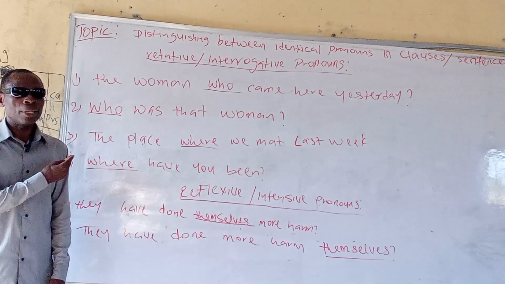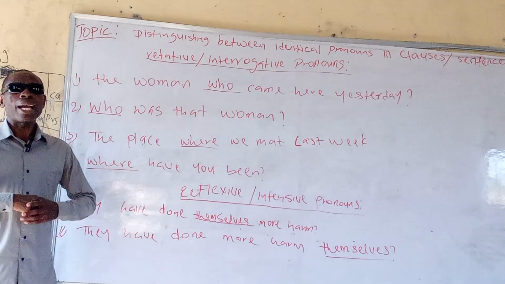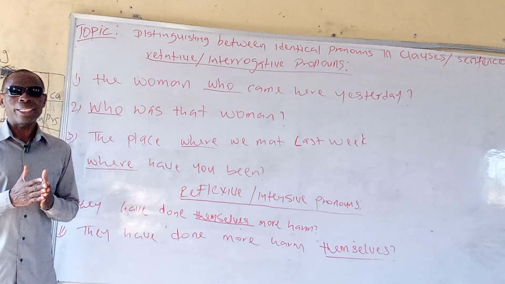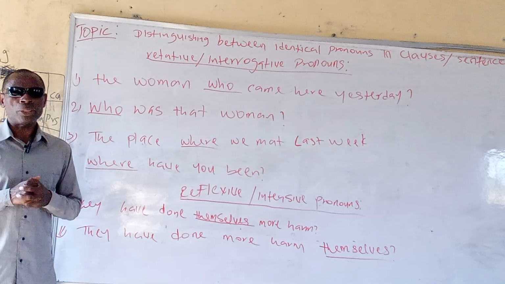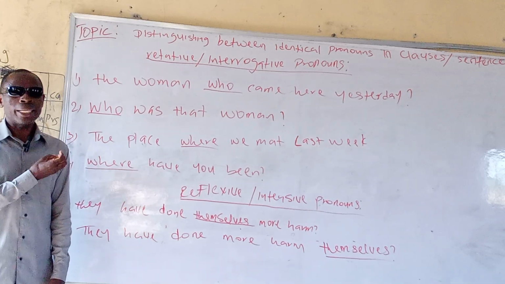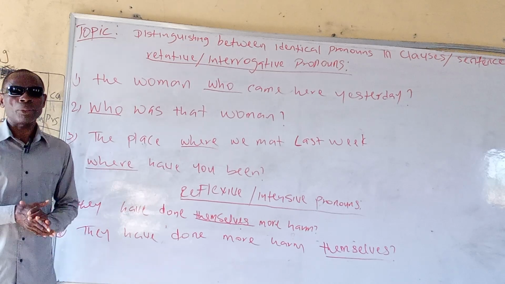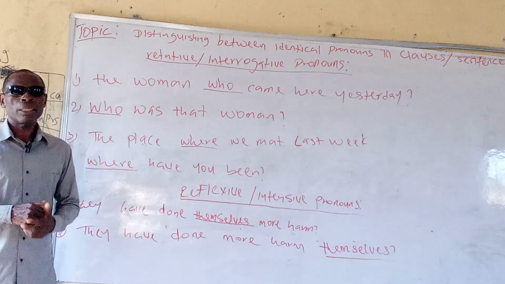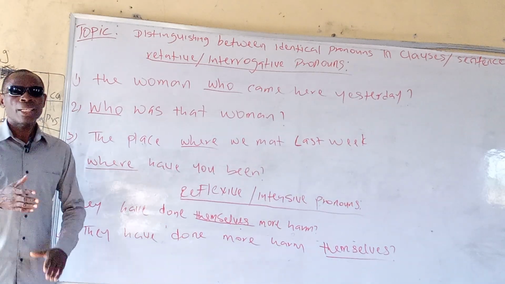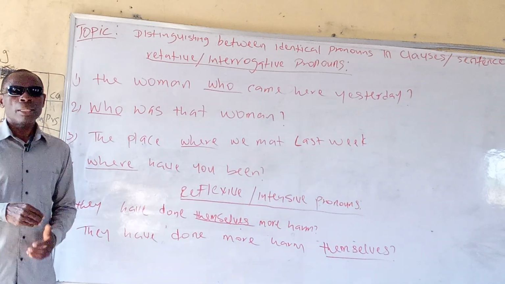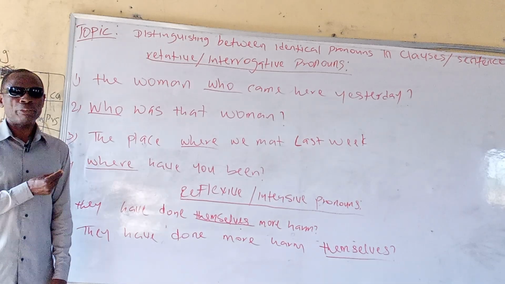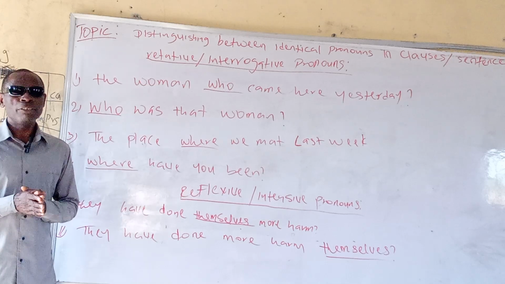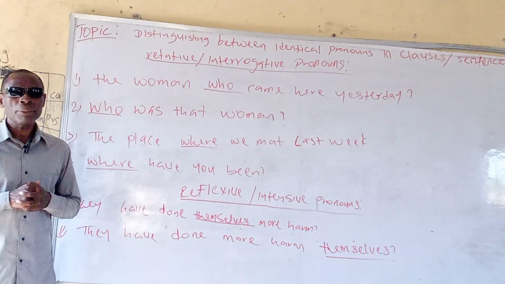Let's take a look at relative and interrogative pronouns as a set of identical pronouns. And we are taking who and where for example. Sentence 1, the woman who came here yesterday. What is the name of who here? What kind of pronoun is it? Is it a relative or an interrogative pronoun?